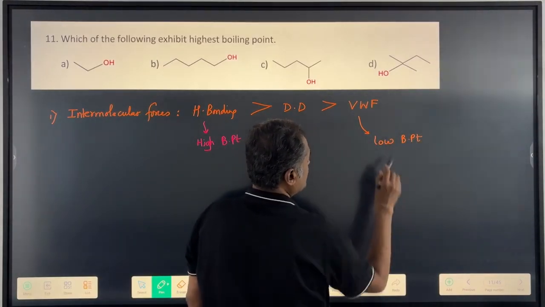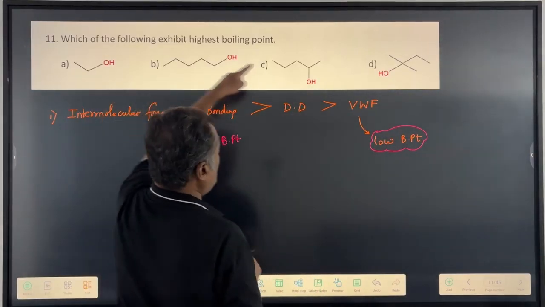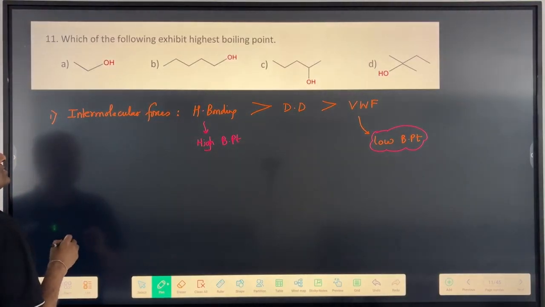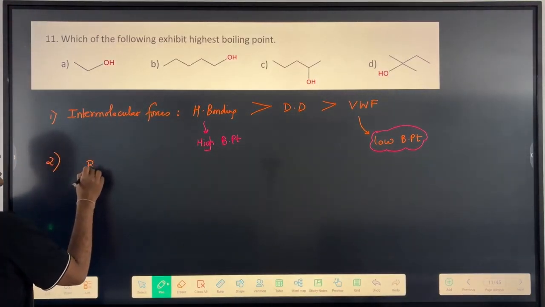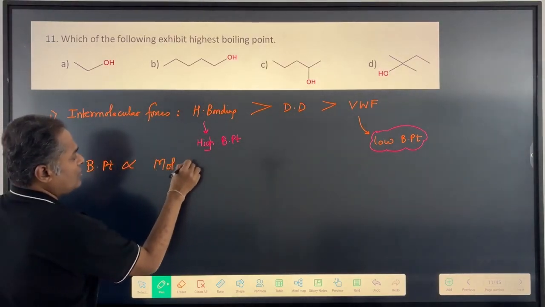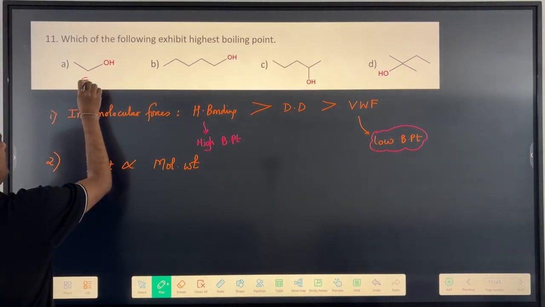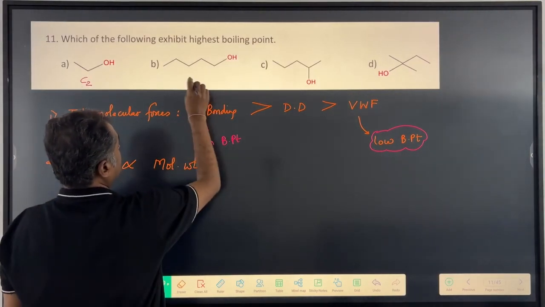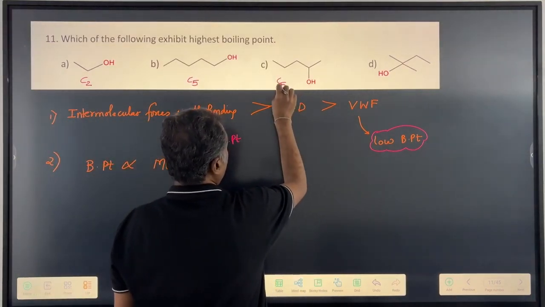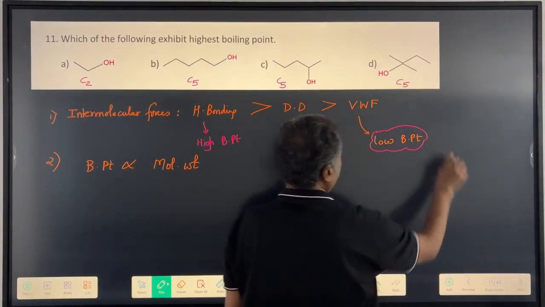Now, my question is what? In our example, which you can see in the options, everywhere I have got alcohol, that means all of them can show hydrogen bonding. So, this point cannot help us that much. So, the second parameter is what? Boiling point is directly proportional to molecular weight or molecular mass. Now, let us see over here, it is a 2 carbon atom alcohol. Over here it is a 5 carbon atom alcohol. Here it is again a 5 carbon atom alcohol, and again here it is 1, 2, 3, 4, 5 carbon atom alcohol. That means one thing is very clear.